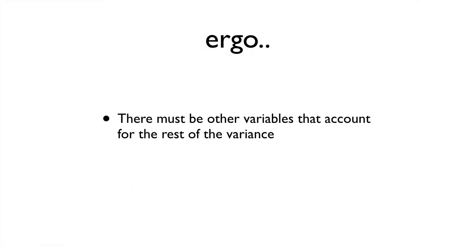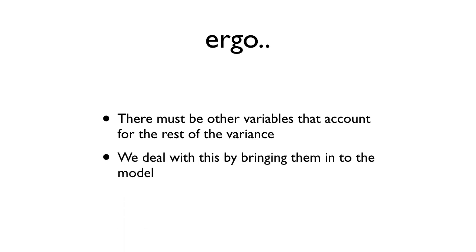So there must be other variables that account for that other variance. We don't know what they are. We can make some guesses. The way we deal with this is we bring them into the model as well. So instead of just saying y equals a plus bx, or I'm going to start today saying b sub 0 plus b sub 1 x sub 1, we're going to bring in another x. Okay? That's all we're going to do.